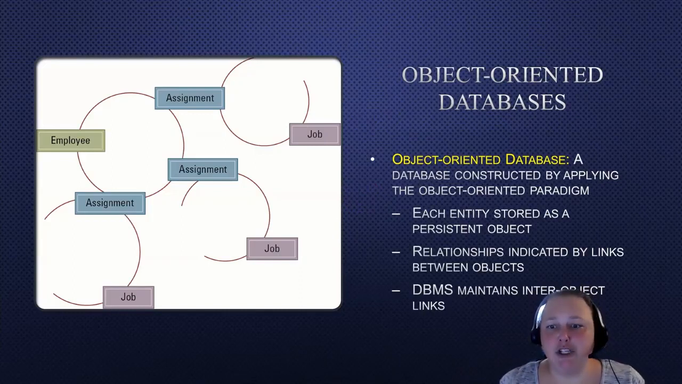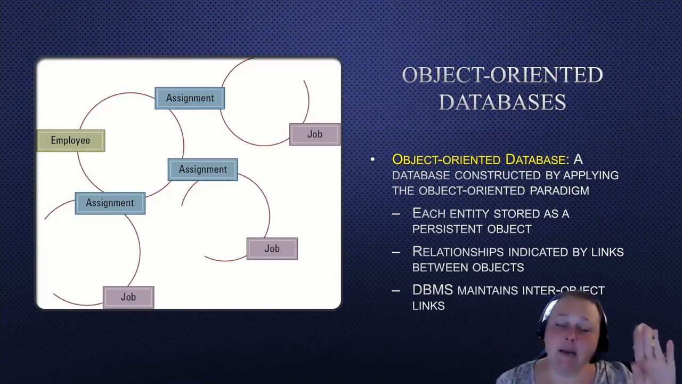And it is a database constructed by applying that whole object-oriented paradigm that we talked about before, where everything is self-contained within an object. Remember, self-contained means objects and actions, right? We're putting them together. So each entity is stored as a persistent object. The relationships are indicated by links between these objects. The DBMS is going to maintain the inter-object links. So the object is able to keep track of whatever it needs to internally, and the DBMS only has to deal with the external. So here, for example, we've got a few assignment objects.